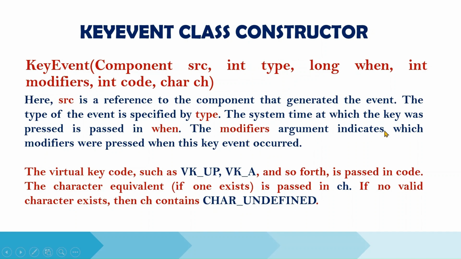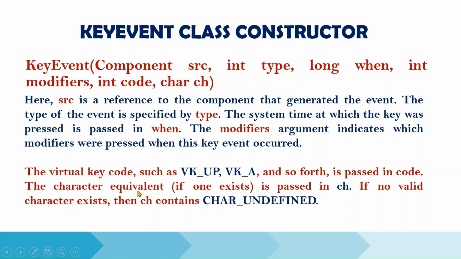Then the modifiers argument indicates which modifiers were pressed when this key event occurred. Modifiers like we have already seen, like control, alt, and meta key. So if you're working with the keyboard along with these particular modifiers, then you need to specify them. Now the virtual key code, already we have seen in the previous slide what is VK. Virtual key code such as VK_UP, VK_A, and so forth is passed in code. So here the virtual key code constant you need to specify.